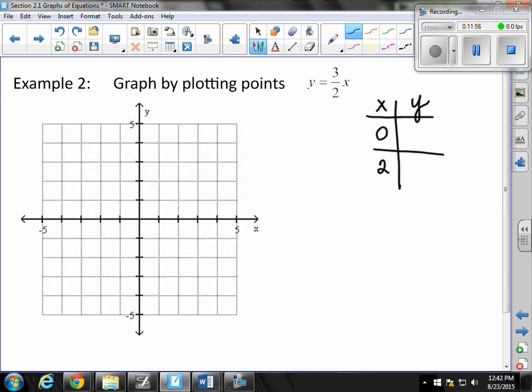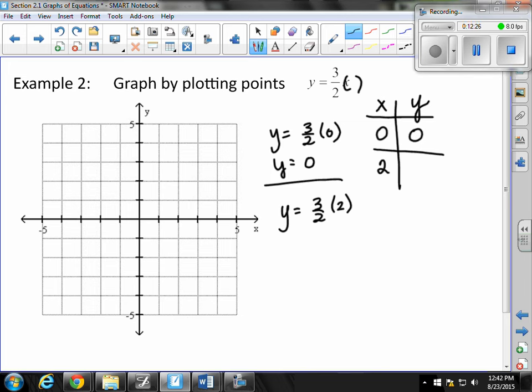So when I do the first one, it says replace x with 0. y equals 3/2 times 0. 3/2 times 0 is 0. So the first point that I'm going to plot is 0, 0. The second one that I chose, and I chose 2 for a reason, because my denominator is 2, I thought 2 would be a nice number to multiply by. So 3/2 times 2 is 6/2, or 3. So 0, 0, and 2, 3 are the 2 points that I'm plotting.